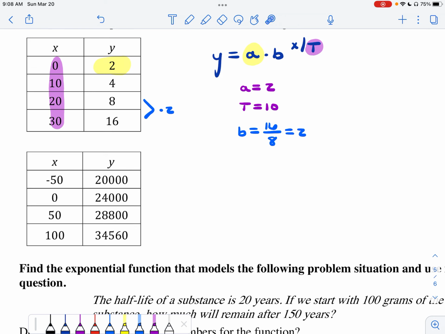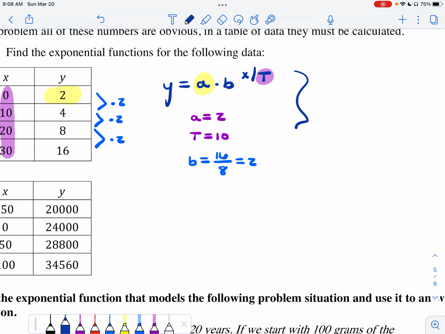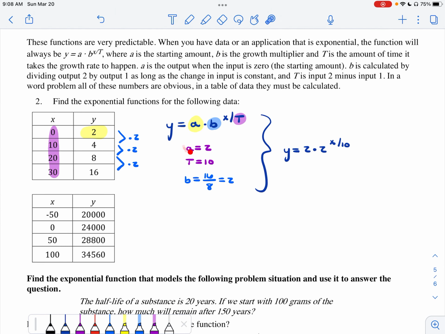Just to make sure that that's consistent throughout the whole table, if we take 2 and multiply it by 2, we get 4. If we take 4 and multiply it by 2, we get 8. So that stays consistent throughout. Putting it all together, our y value is equal to 2 times 2 to the power of x over 10. I just plugged in my a, b, and t into the equation.